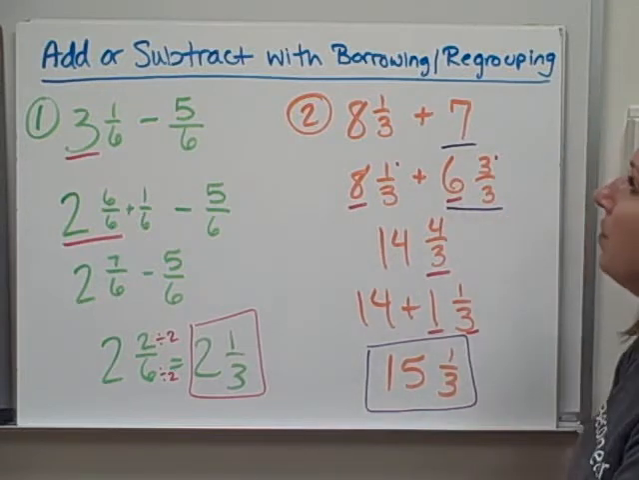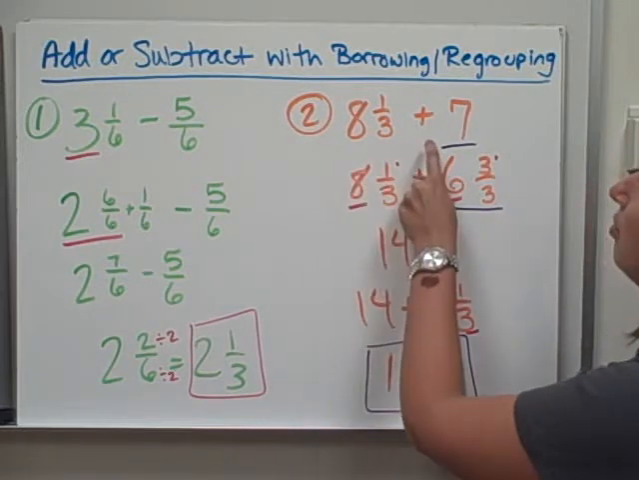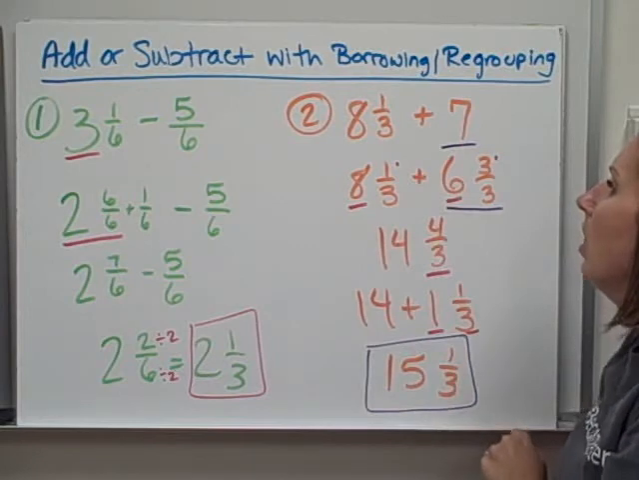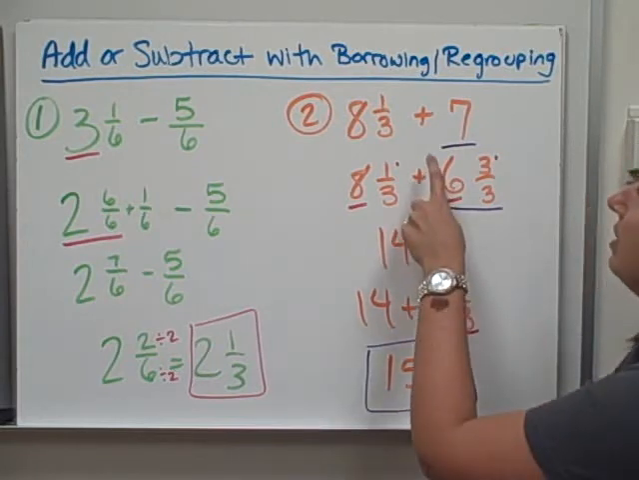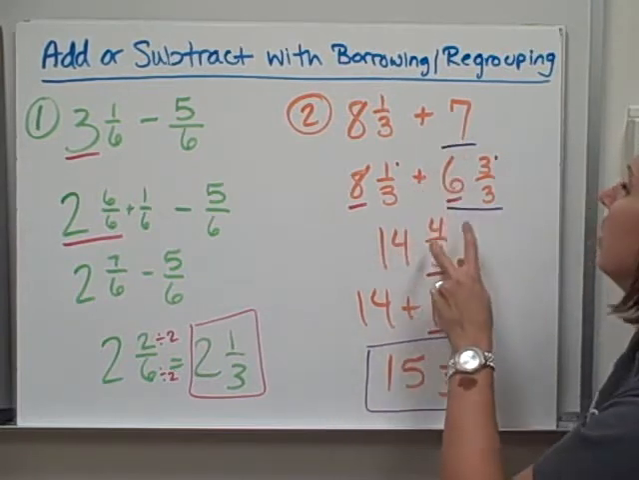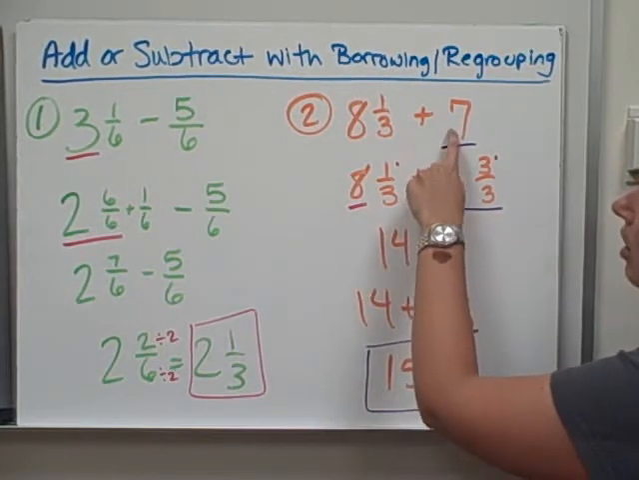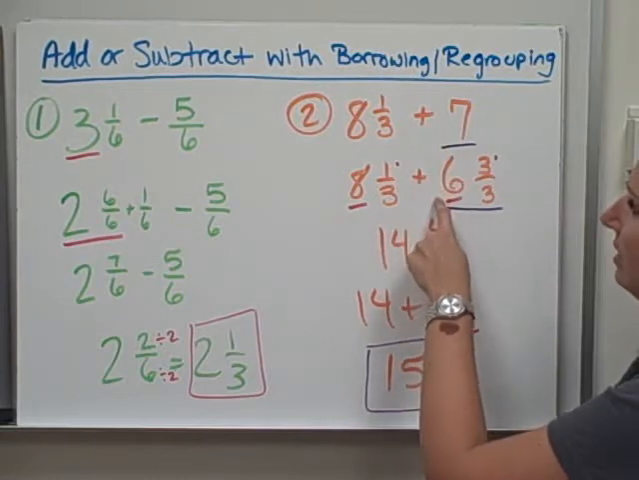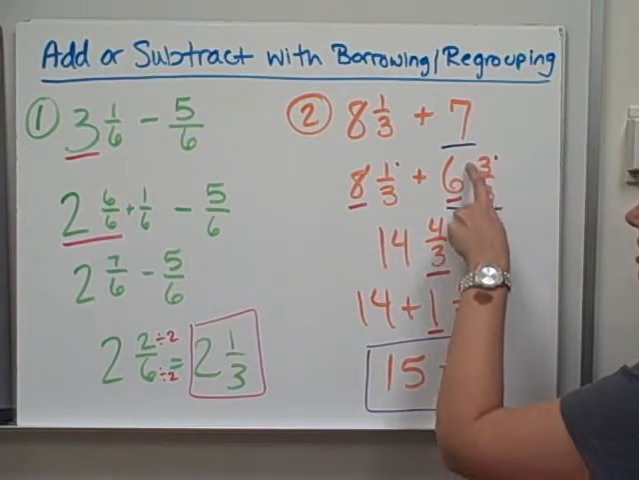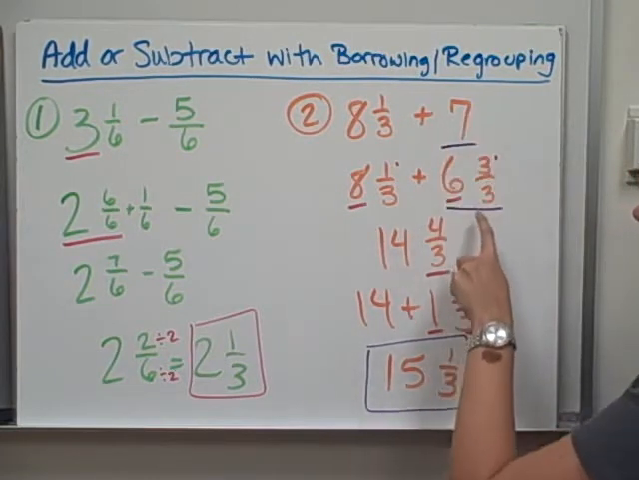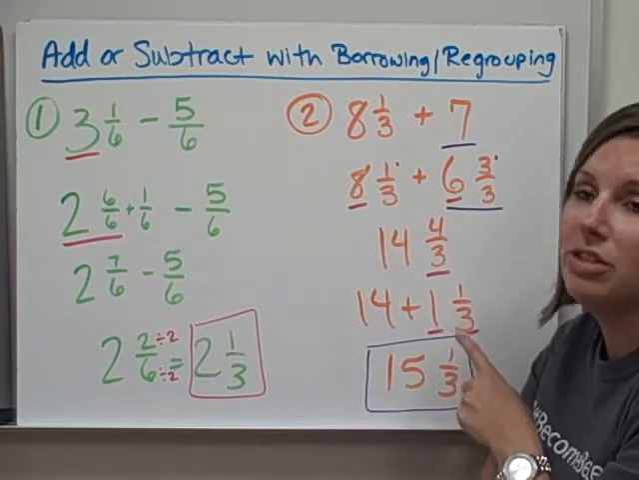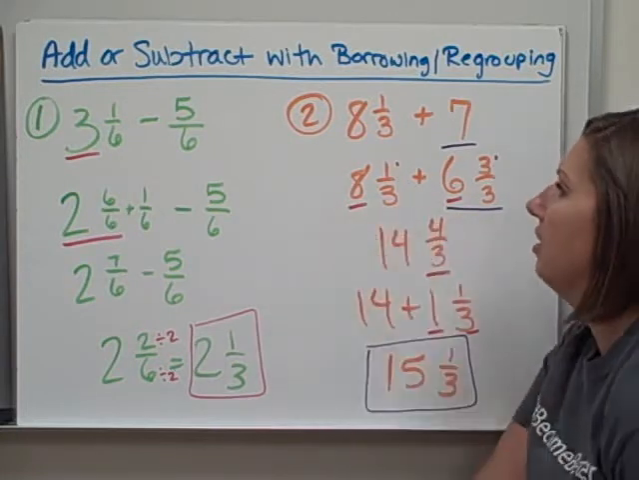Over here, number 2, I've got 8 1/3 plus 7. So I need to change this 7 and rename it so that I can add it to 8 1/3. I'm going to borrow 1 whole from the 7 and make it 6, and then rewrite the fraction as 3/3. The value is still the same as 7. I just changed its appearance, so now I can add those together.